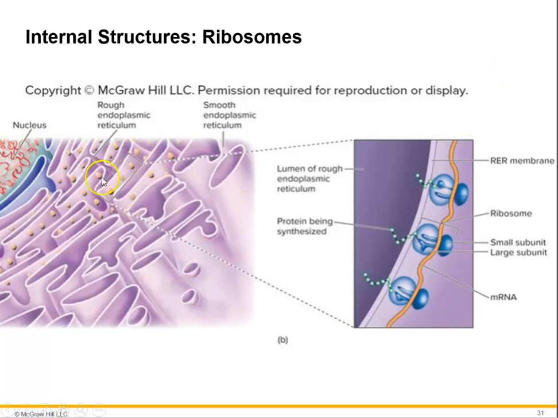Here we've got that close-up of the rough endoplasmic reticulum again, showing our strand of mRNA that's being read by 3 different ribosomes all at once, each one of them putting together a strand of the protein that the RNA is basically the recipe for.